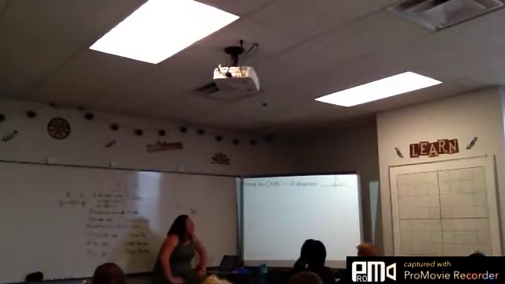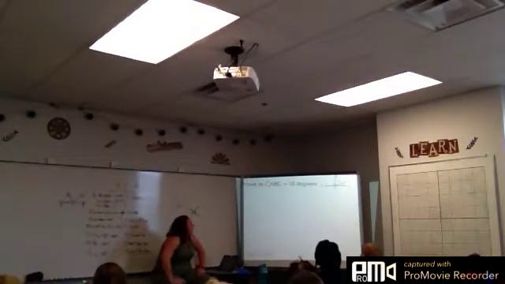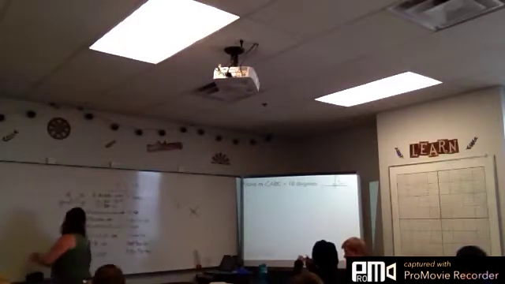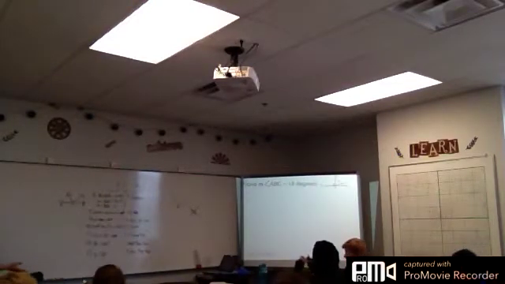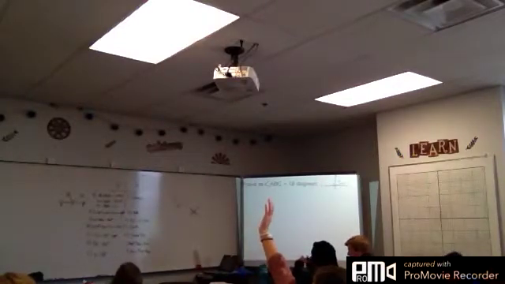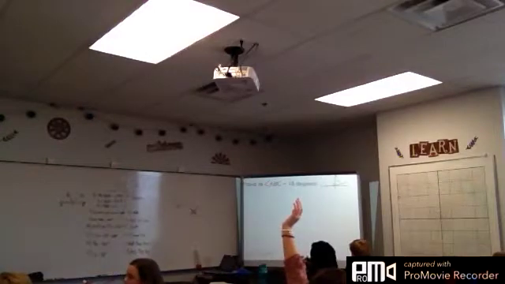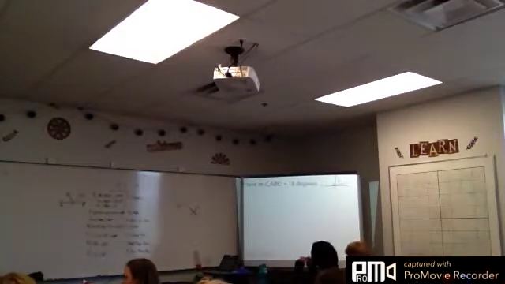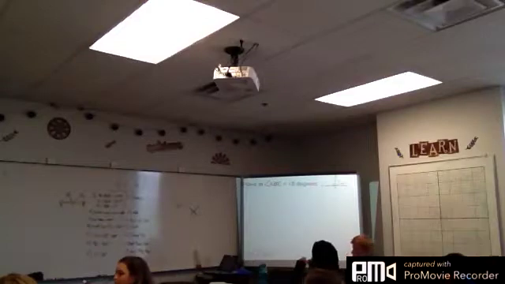Okay, so now we have a proof. Prove the measure of angle ABC equals 18 degrees. Stop, pause. Statements, reasons. What do you always start with? Given. What is your given? Measure of angle ABC equals 18 degrees.